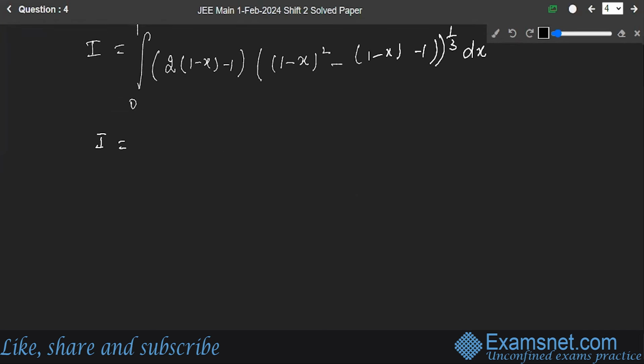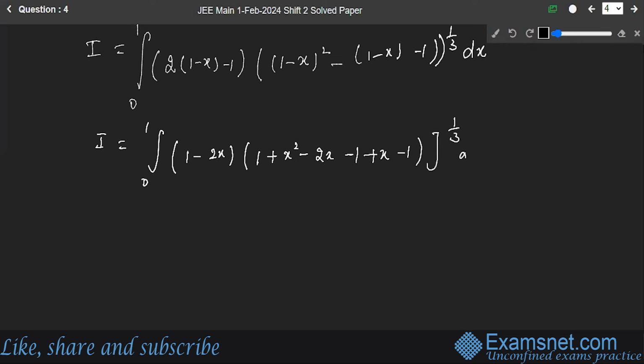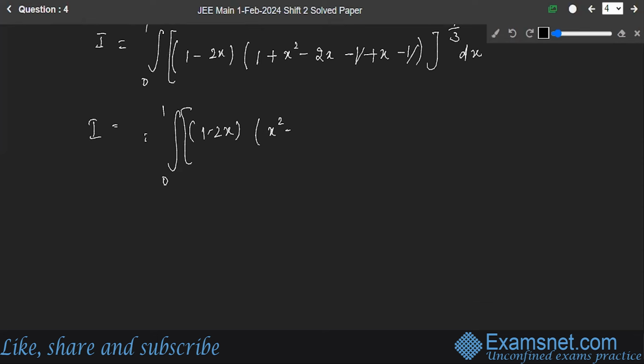Now this will give me I is equal to the integral from 0 to 1. This will give me 1 minus 2x, and this will be 1 plus x squared minus 2x, minus 1 plus x minus 1, right? Whole power 1 by 3. So now I is equal to the integral from 0 to 1 of 1 minus 2x, and this will be reduced to 1, and this 1 will also cancel. You will have x square minus x minus 1, this raised to power 1 by 3.